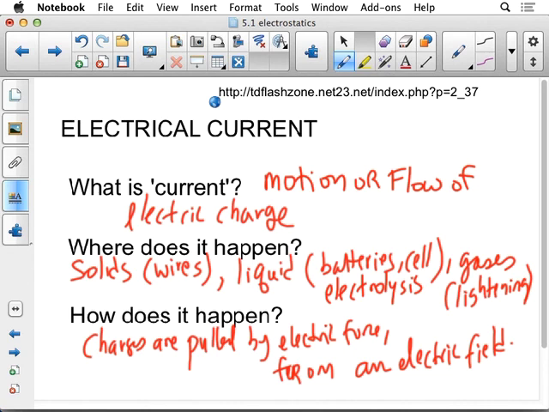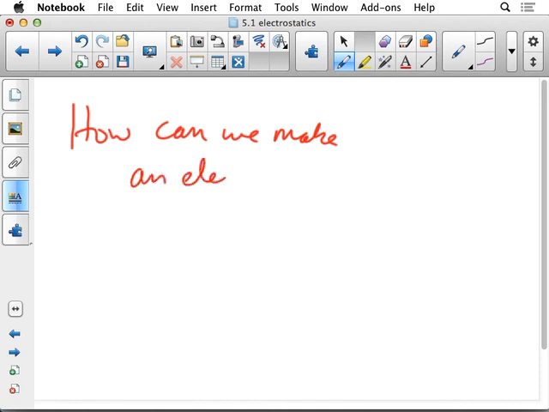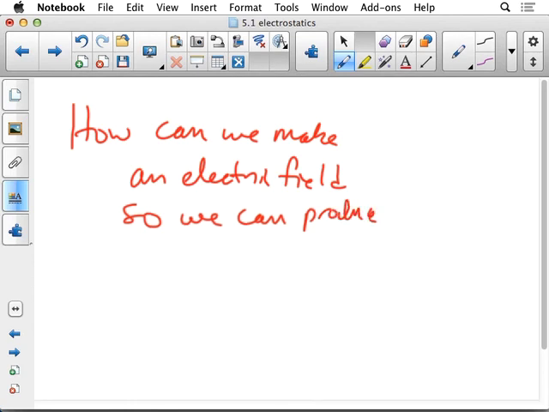And one of the things that you know about electric field, by the way, is that yes, okay, we can pull a charge with an electric field, but where does the electric field come from? How do we even get an electric field to begin with? What are the things that we had to do to get an electric field? How can we make an electric field that will then be used to produce a current?